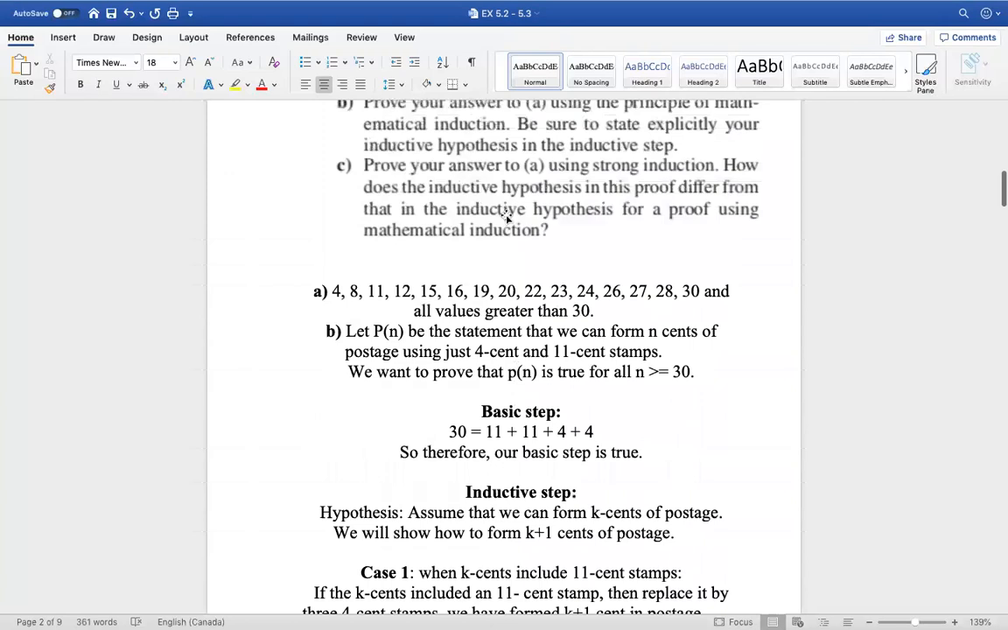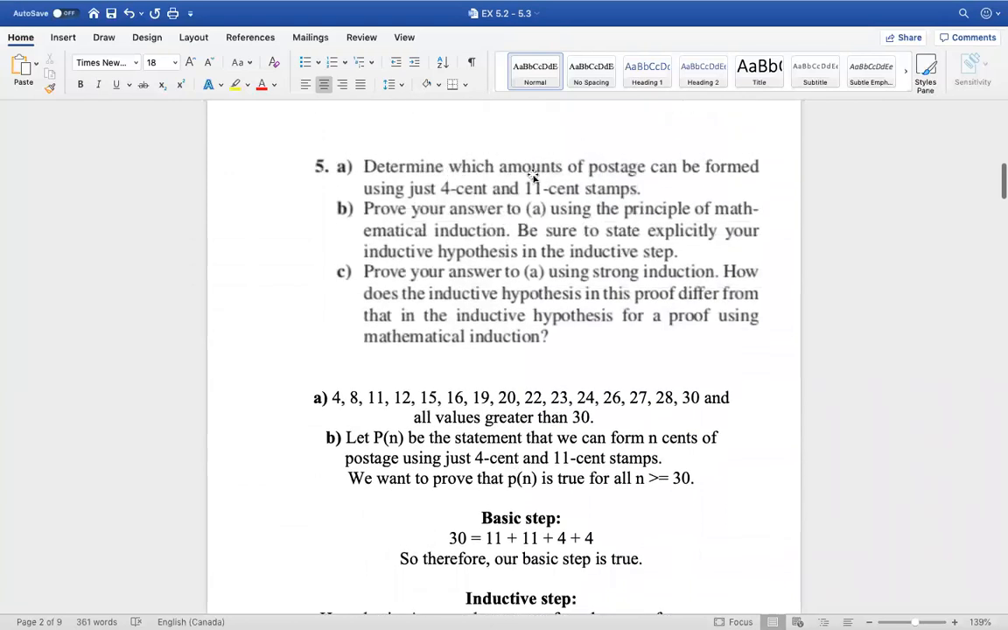So in the A part, we are asked which amount of postage can be formed using just 4-cent and 11-cent stamps. So we have this, right? We can actually verify this. For example, if I have 30, I can make it using 11-cent and 4-cent stamps. Let's say I take two 11-cent stamps and two 4-cent stamps and make 30. So this one we can actually prove.